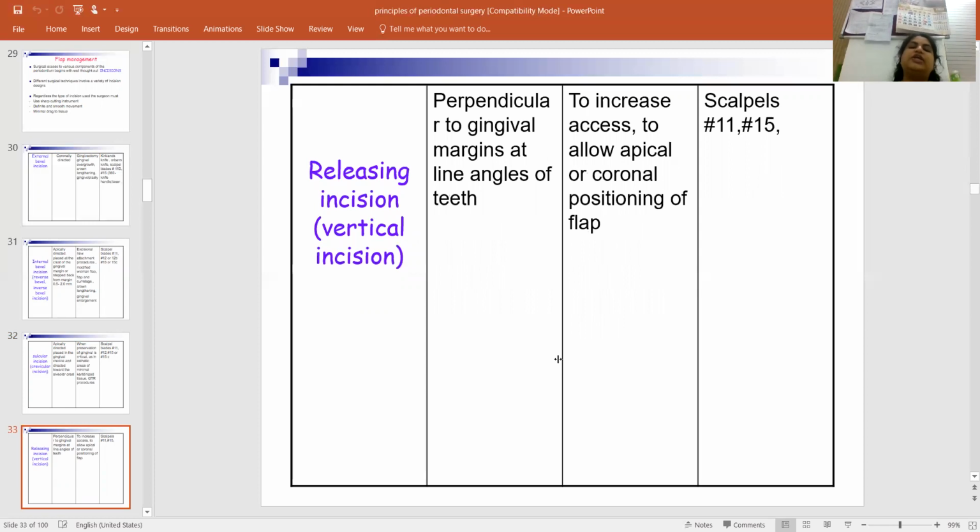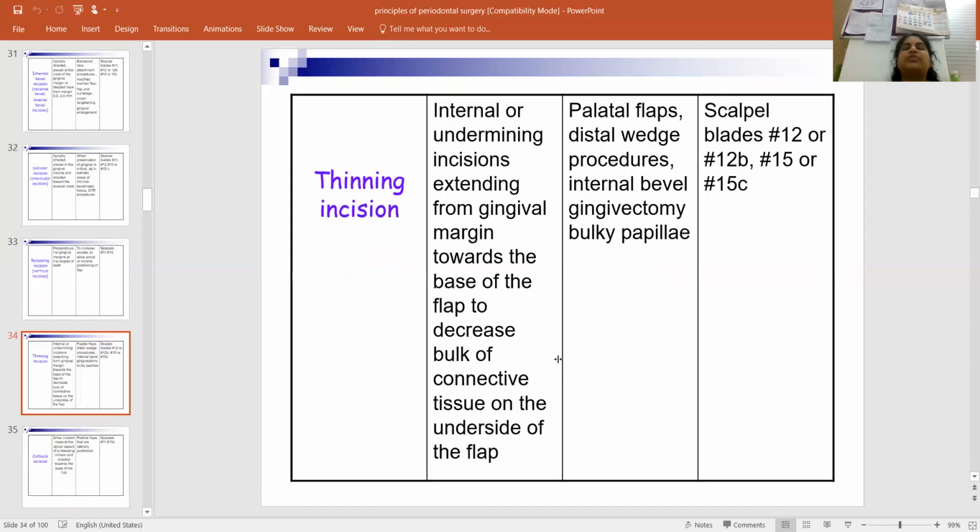Releasing incision. It is also called vertical incision. These are incisions which are perpendicular to the gingival margins at the line angle of the tooth to increase the access and to allow apical and coronal positioning of the flap. Scalpel, number 11 blade and number 15 blade. Thinning incision, internal or undermining incision, extends from the gingival margin towards the base of the flap to decrease the bulk of the connective tissue on the underside of the flap.